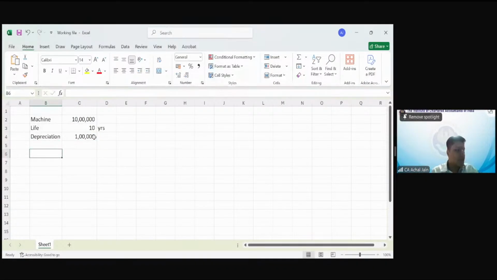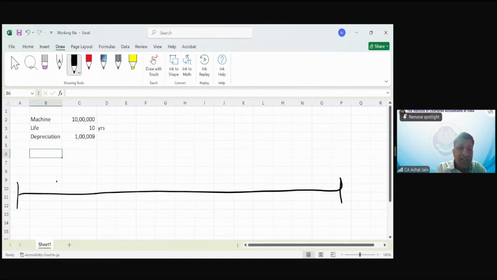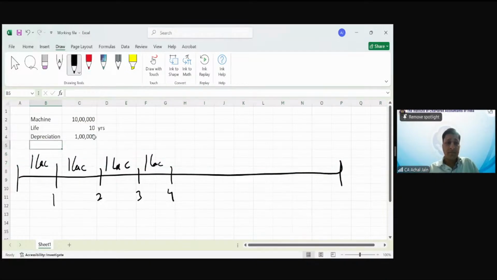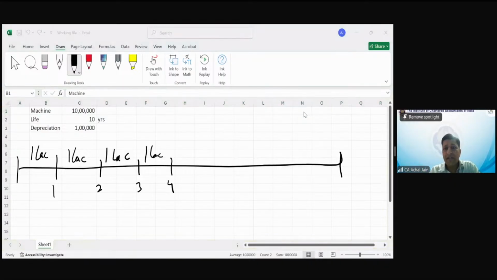Now, let's suppose depreciation has been charged on this machine over 4 years. 1 lakh, 1 lakh, 1 lakh, 1 lakh. So at the end of the 4th year, what is going to be the carrying amount of the machine? 6 lakhs. Great. So its carrying amount will be 6 lakhs.